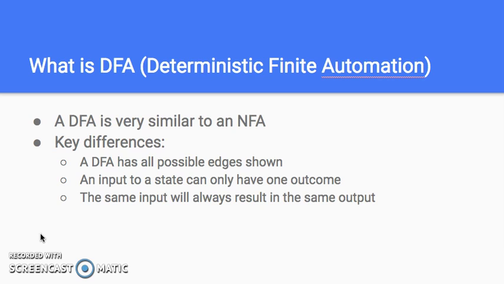So what's the difference between NFA and DFA? There are only a few. A DFA has all possible edges shown, so there's none of those missing edges that will lead to rejection. You can see all of the edges in a DFA. As well, an input state can only have one outcome. So there's only one path every input state can possibly take. This means if you input the same string multiple times, you'll have the same output every time.